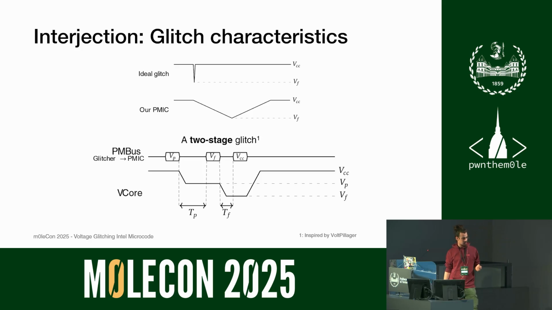Someone else already had a similar problem, even though their hardware was a bit better. So the VoltPillager people used this two-stage glitch. Essentially, you first drop to a preparation voltage, which is stable enough for the CPU to barely stay alive. Then whenever you need it, you drop to the fault voltage. So essentially, you reduce the perceived width of the glitch, and then you go back to VCC. Okay, maybe this could work.